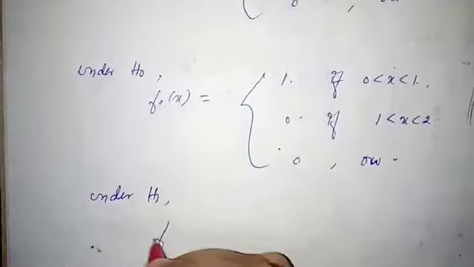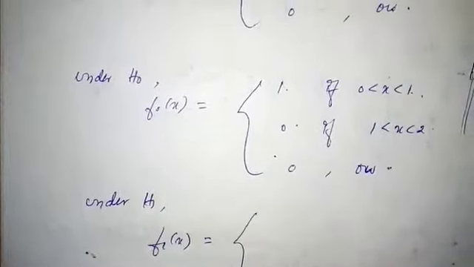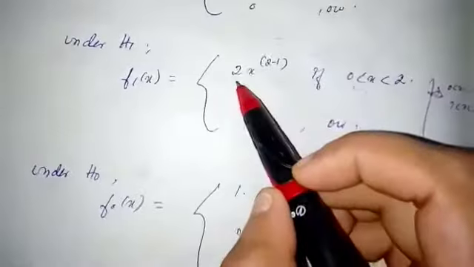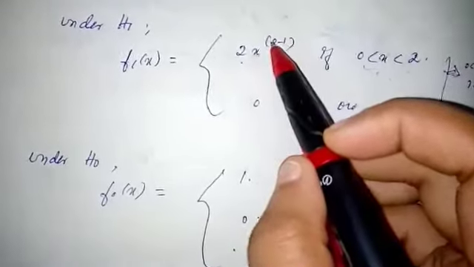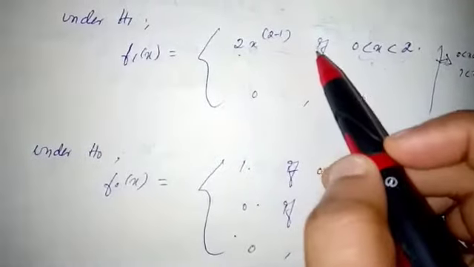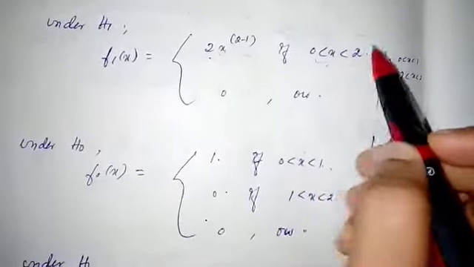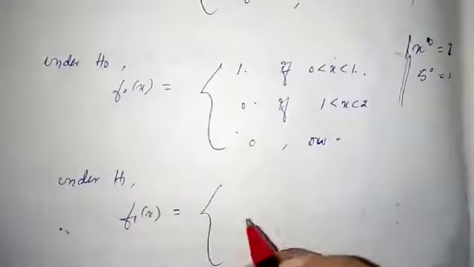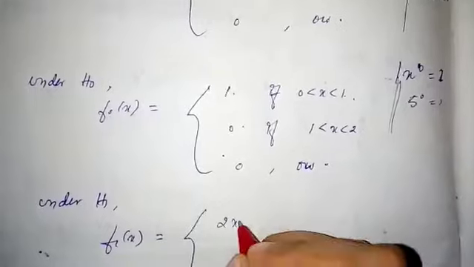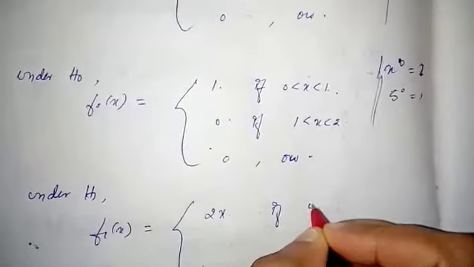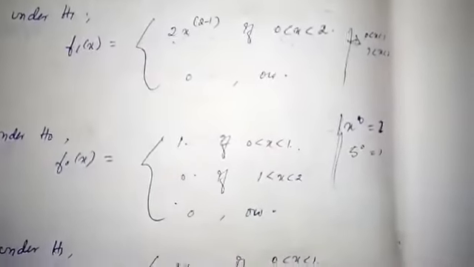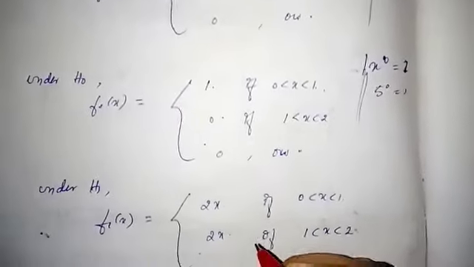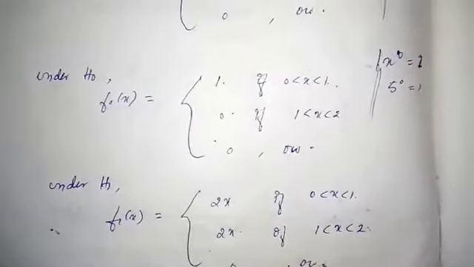Then under H1, f1(x) equal to 2 times x to the power 2 minus 1, that is 2x if 0 less than x less than 2. So here we need to split the range. We write 2x if 0 less than x less than 1, and if 1 less than x less than 2 it is also 2x, and 0 otherwise.